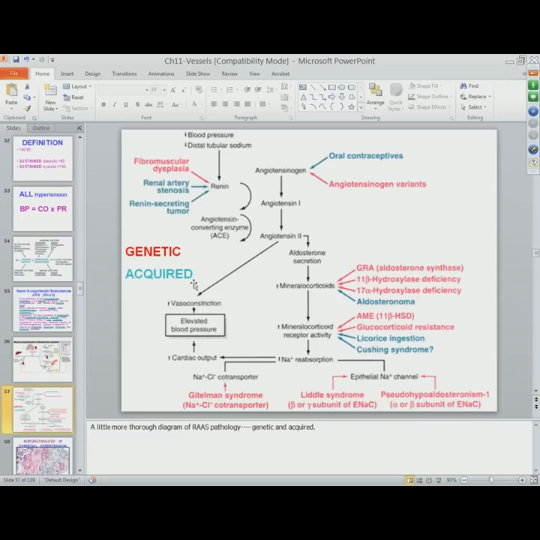Nevertheless, this is how you can divide this axis here into conditions which are either genetic or acquired conditions which affect this axis. And of course, once again, the basis of almost all modern antihypertensive therapy in general would be something that has an effect on this axis as a general process somewhere along the line to slow it down.